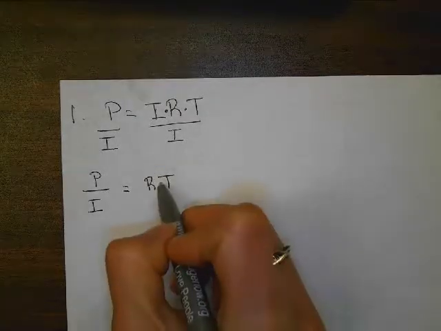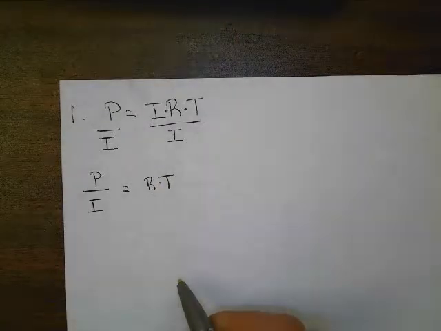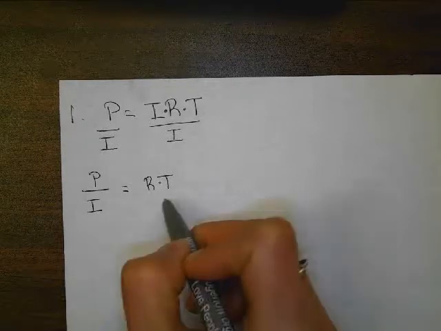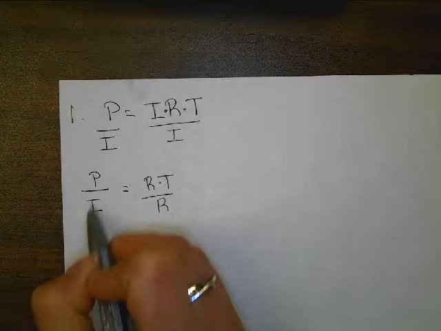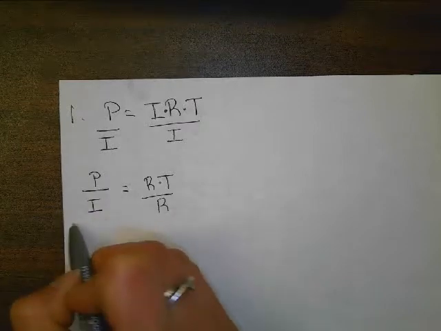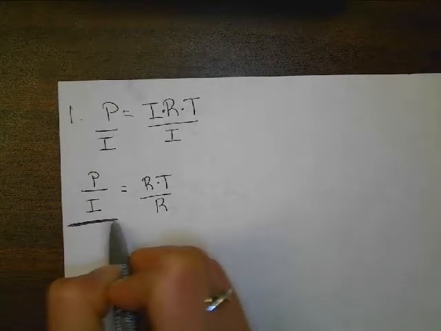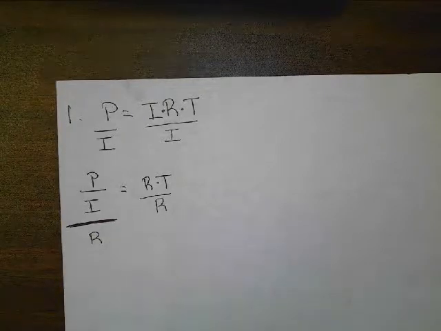Now again, R is multiplied by T, so what I need to do again is divide by R as well. So now I'm going to divide by R on both sides again. Now I have P divided by I, divided by R.